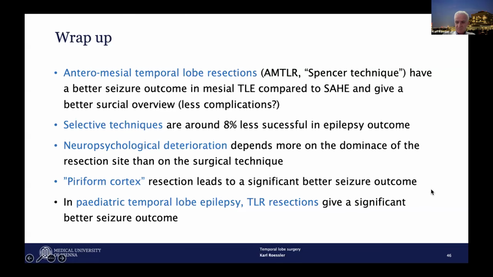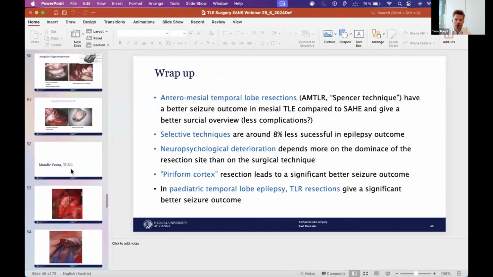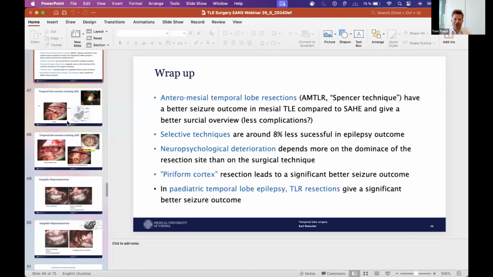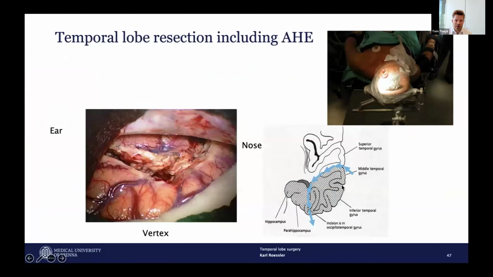Yeah. Maybe one more remark. You, of course, have a lot of experience and you do an en bloc resection. For people who start with epilepsy, sometimes it's easier to do a non-en bloc resection because it might be safer in the beginning, or easier at least.